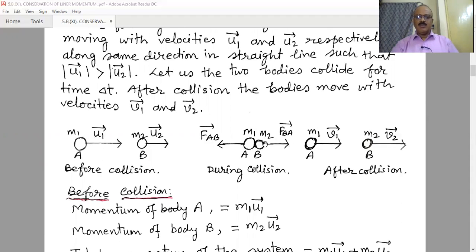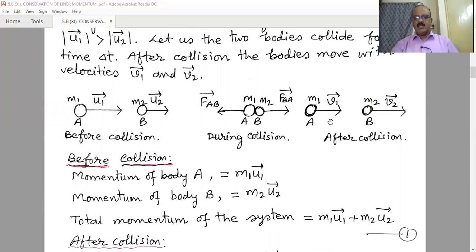This type of collision is known as a one-dimensional collision, because before the collision and after the collision, all the objects, A and B, are moving along the same direction. The interaction takes place when they collide with each other for the time interval delta t. And we observe here there is a change in the momentum of A and B, and now we have to observe what the total momentum of the system will be, because there is no external force acting on the system.